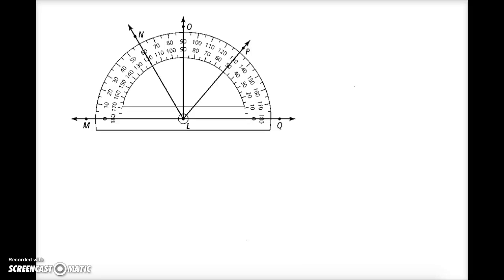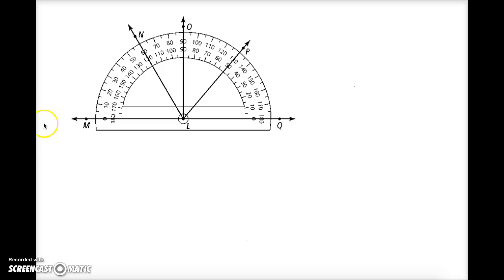The protractor postulate says that every ray can be paired with exactly one real number between 0 and 180. And what this tells us is that we can measure angles. This is similar to the ruler postulate saying that we could pair every point with a real number, except now we're talking about pairing every ray with a real number from 0 to 180. So let's look at a few examples.